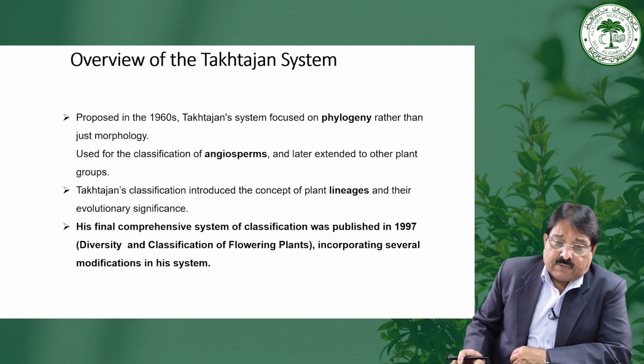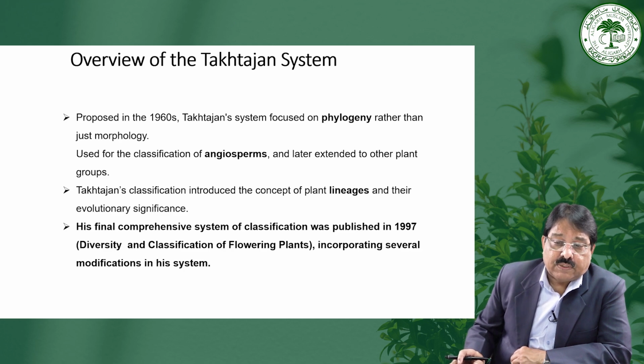Then Takhtajan introduced the concept of plant lineage and its evolutionary significance. His final comprehensive system of classification was published in 1997, Diversity and Classification of Flowering Plants.